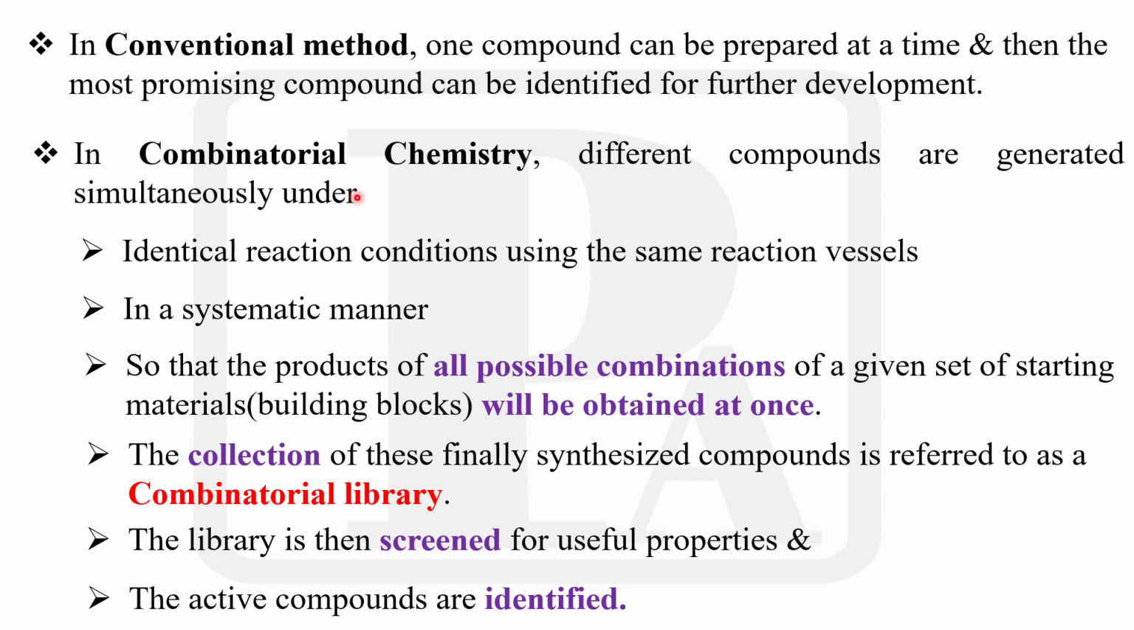In combinatorial chemistry or synthesis, we get different compounds simultaneously under the same reaction condition, using the same reaction vessel, in a systematic manner. So we can get many compounds simultaneously under the same condition, in the same reaction vessel, in a systematic manner. So we can get all possible combinations at once. That collection is called a combinatorial library. The library is then screened and the active compound is finally identified.